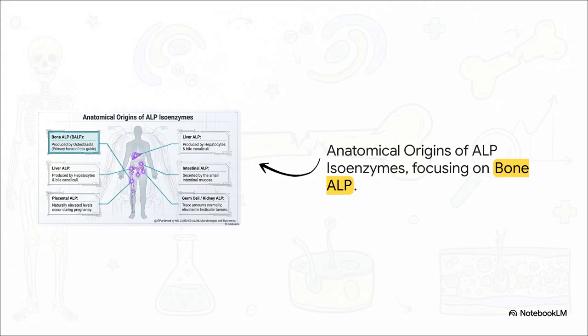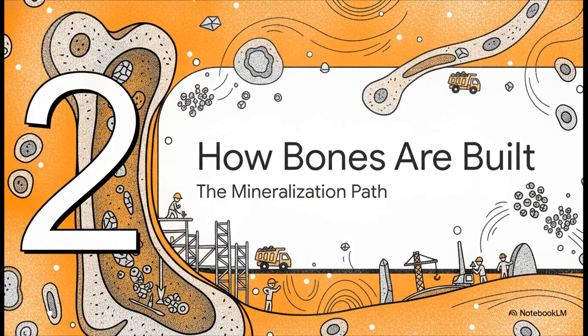But here's where it gets just a little bit tricky. You see, ALP isn't just one single thing located in one specific place. It's actually produced in a few different areas across the human body, like the liver, the intestines, and even the placenta during pregnancy. For our explainer today, though, our primary focus is strictly on bone ALP, or BALP. This specific isoenzyme is produced exclusively by your bone-building cells, so it gives us a highly targeted, super-specific window right into your skeletal health. Which leads us nicely into Section 2, how bones are built.